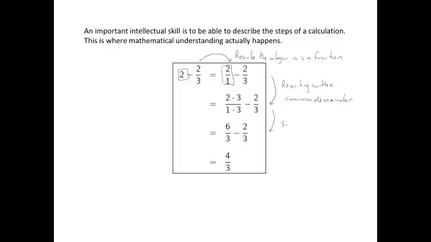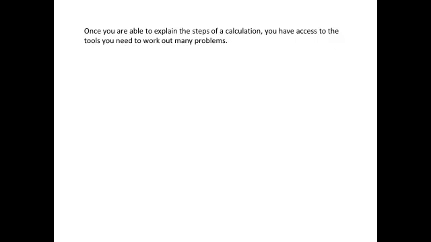This step is just simplifying, which is we're multiplying the 2 and the 3 together to get 6 and the 1 and 3 together to get 3. And then we actually do the subtraction, which is another simplification step. And that completes the calculation. Once you have the ability to explain the steps of a calculation, you actually have access to the tools that you need to work out many types of problems.